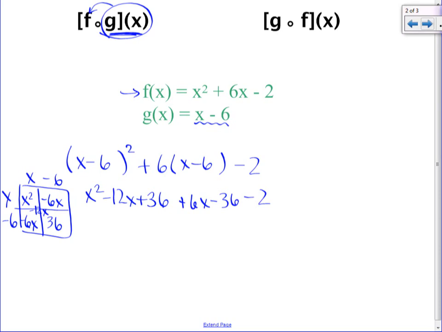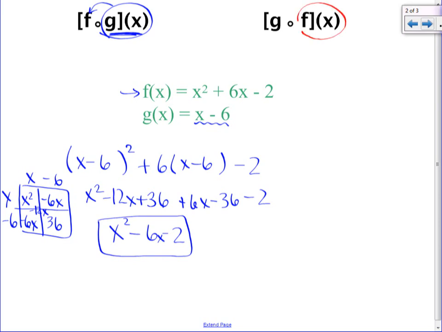So it looks like we've got an x squared. And how many x's do we got here? Negative 6. And then what? Minus 2. I forgot the x there. Okay, so that would be f of g of x, where we take g of x and we substitute it into the other one. Now we're going to go the other direction.